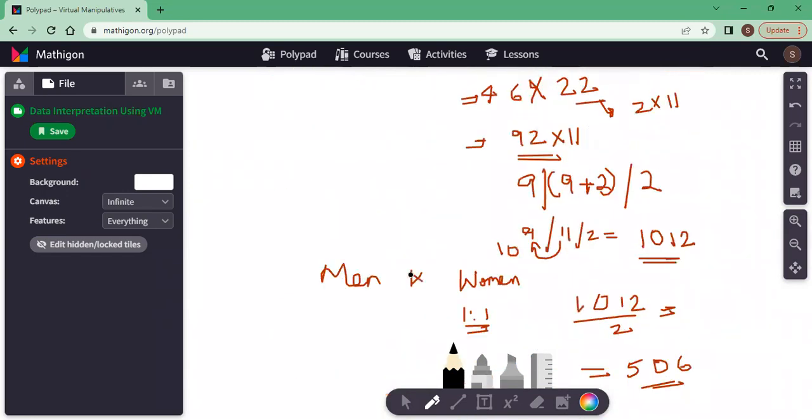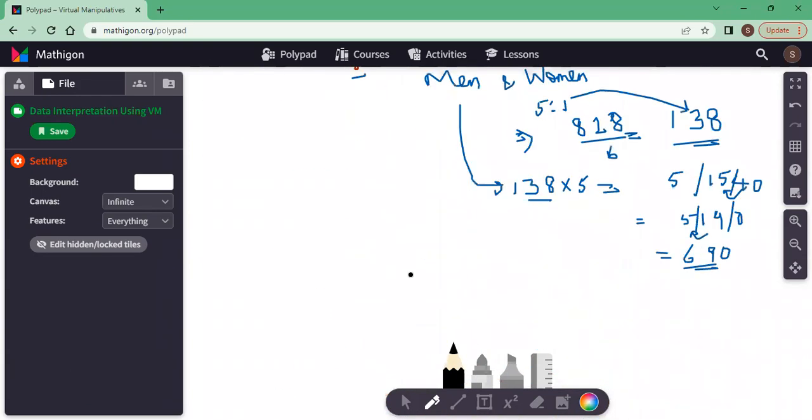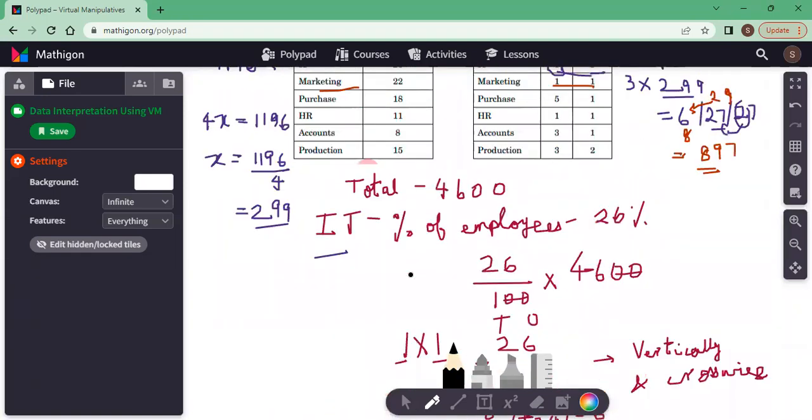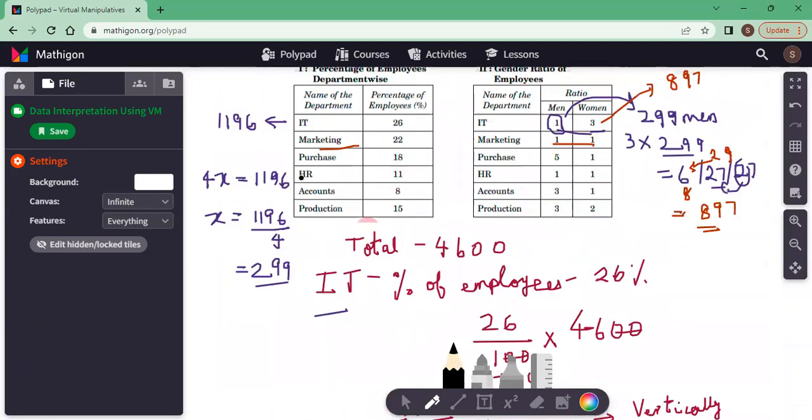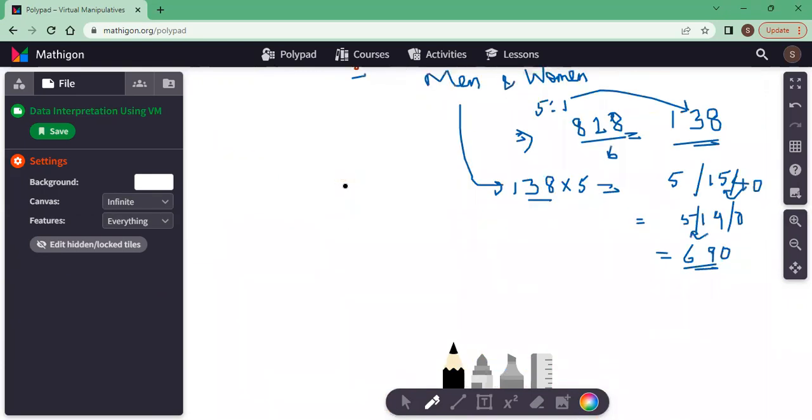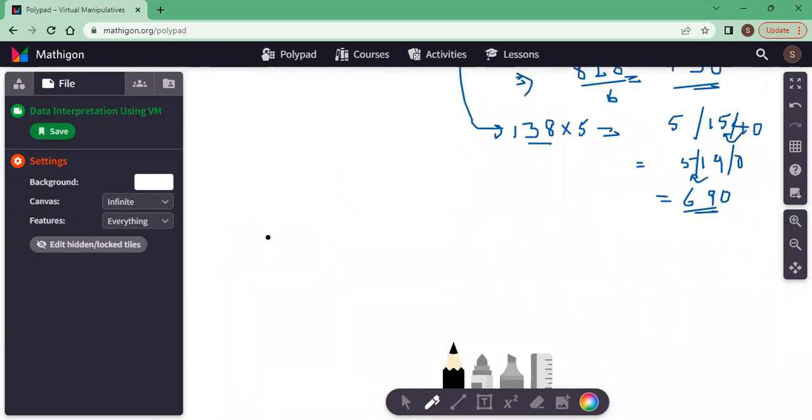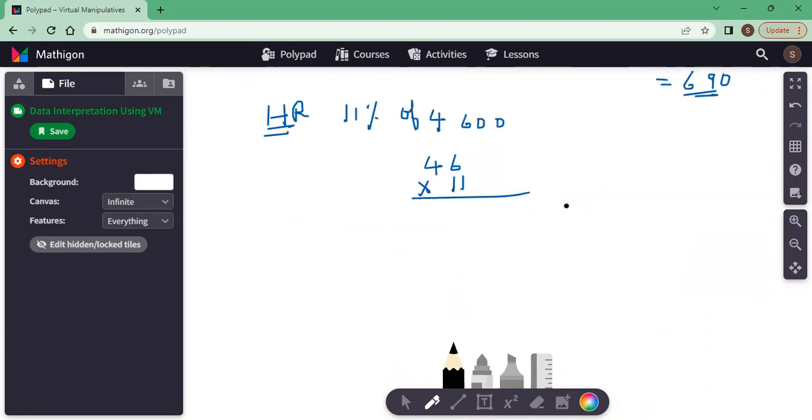So we found out for 3 departments: IT department, marketing department and purchase department. Now the HR department. The HR department is very simple to find out. You can find out within a minute. So it is 11% of 4,600. So you can directly multiply 46 into 11. That's all. So same multiplication by 11 technique.